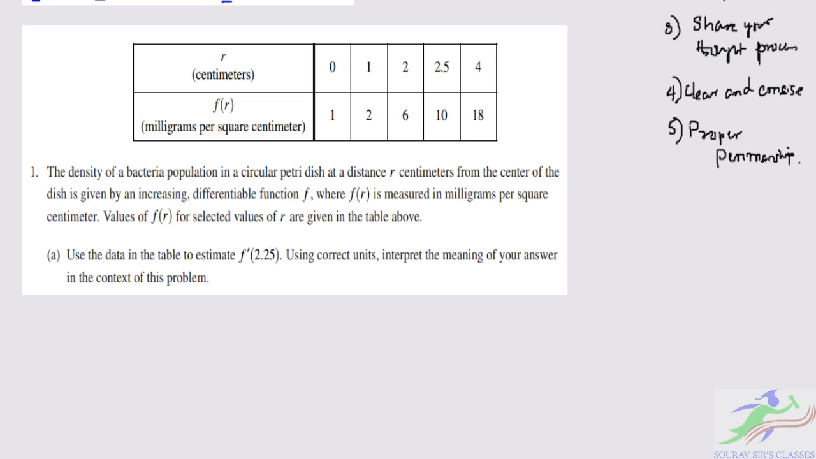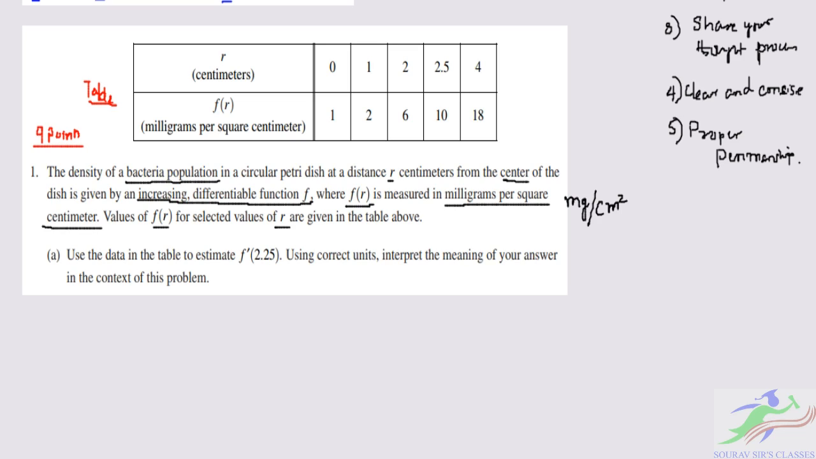Question 1 says that the density of a bacteria population in a circular petri dish at a distance r centimeters from the center of the dish is given by an increasing differentiable function f, where f of r is measured in milligrams per square centimeter. Values of f of r for selected values of r are given in the table. This is question number 1, and we have 9 points and 4 parts, A, B, C, D. We will solve them one by one.